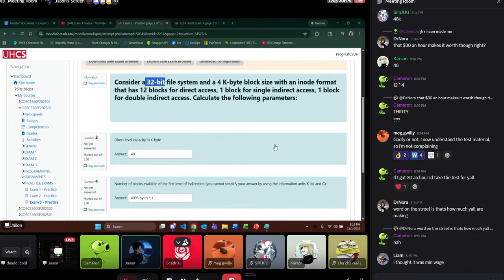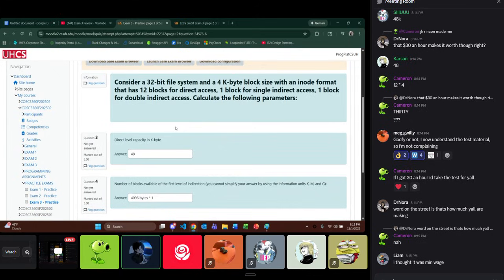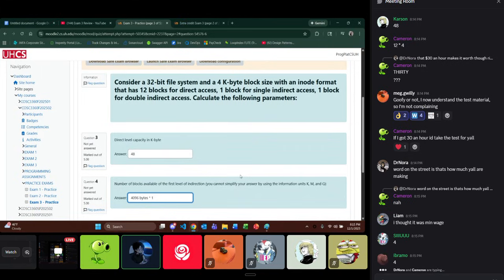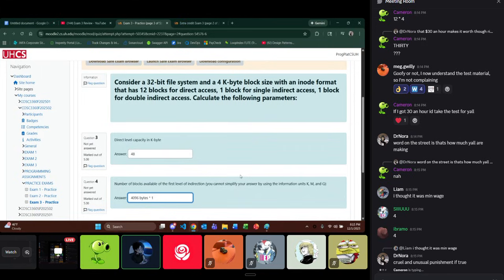And if we're in a 32-bit file system, how many bytes are in 32 bits? Does anyone know that? Let me repeat the question. If there's 32 bits, how many bytes is that? 4, right? Why is it 4?